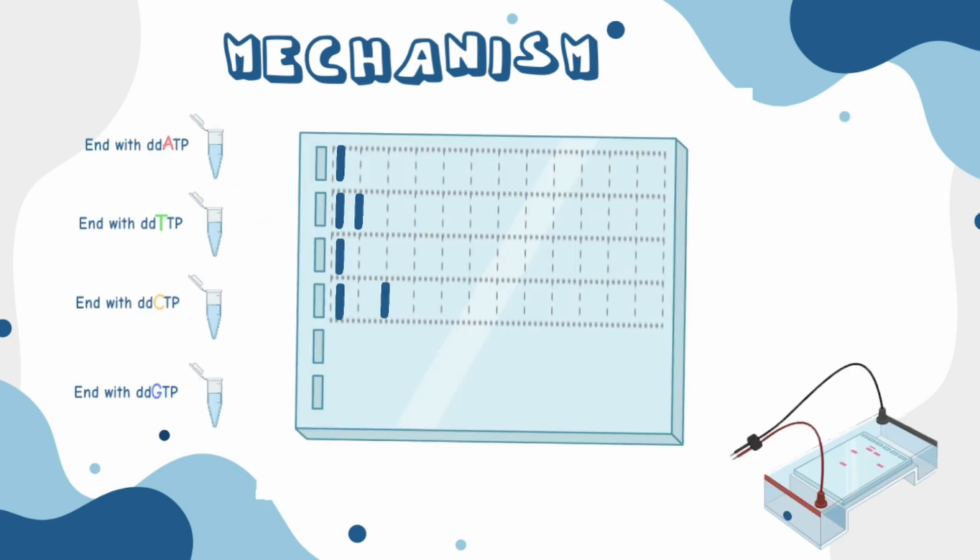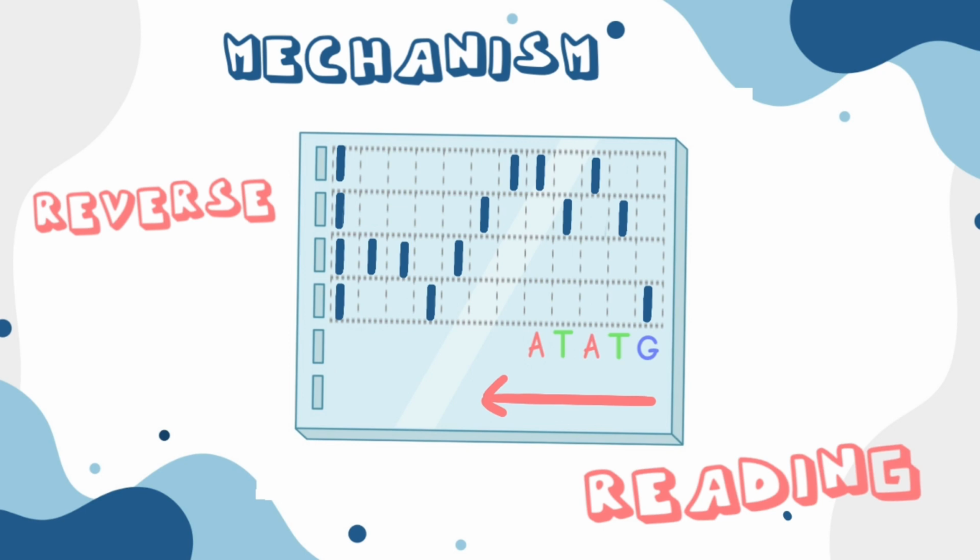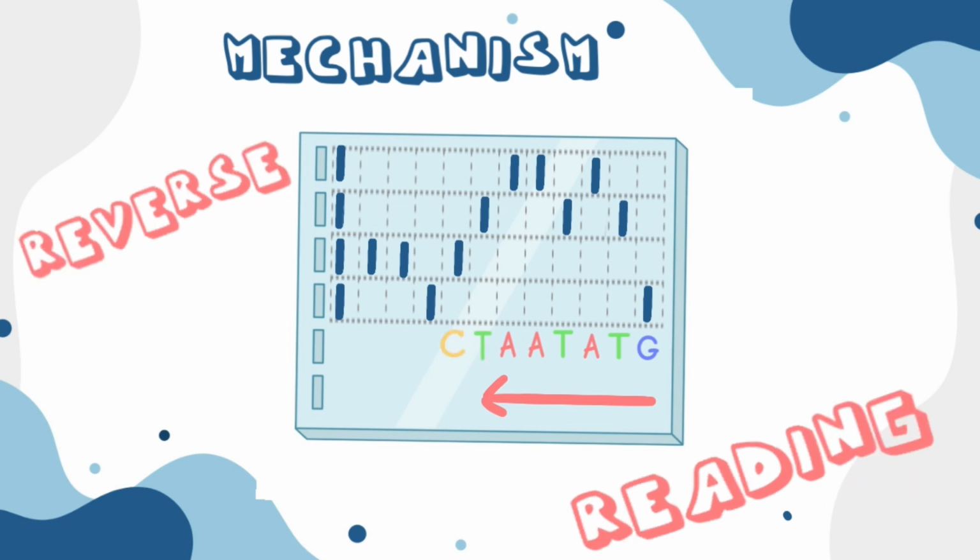Next, we ran the products from the 4 tubes through electrophoresis. We can observe that each band has its corresponding position. The shorter chains run at the front, while the longer ones run more slowly. Then we read the sequence in reverse order.